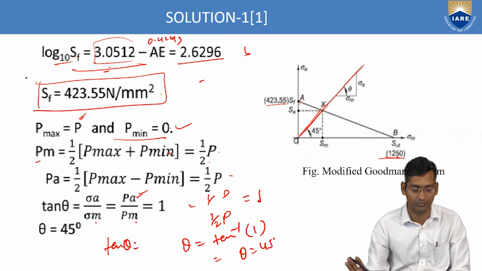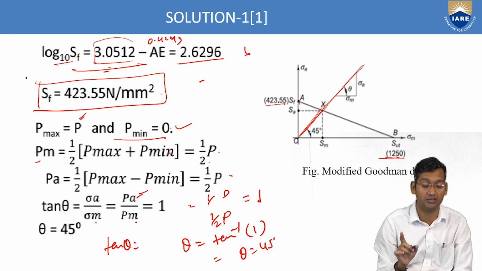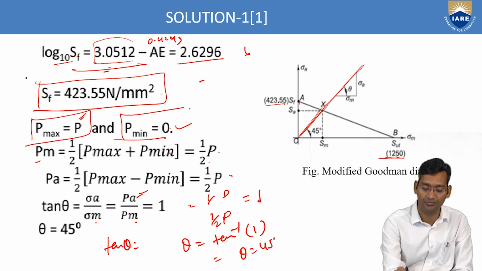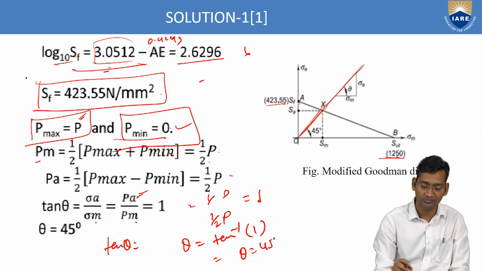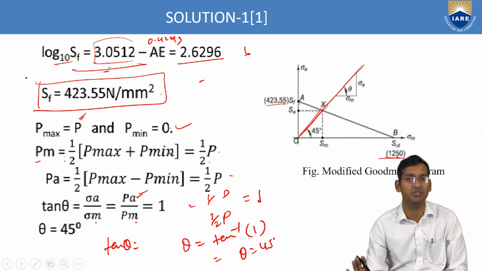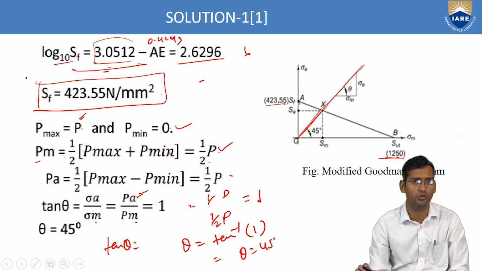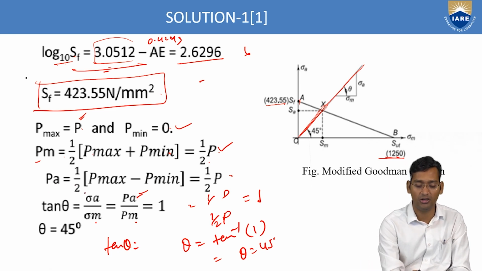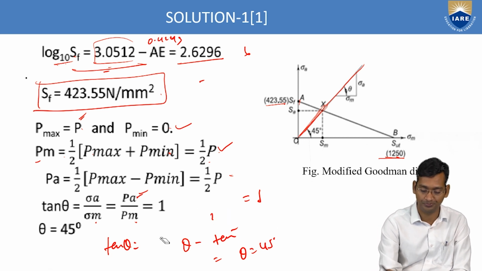Now we have SF. But what we have to find? PA, the maximum value, right? That P max. So let's assume P max as P and P mean as 0. So we have to find the value of P. Now P mean will be equal to what? Half of P max plus P min, right? So half of P max is P, so that will be P by 2 because P min is 0. Similarly, PA is what? 1 by 2 P max minus P min. So that is also 1 by 2 P.